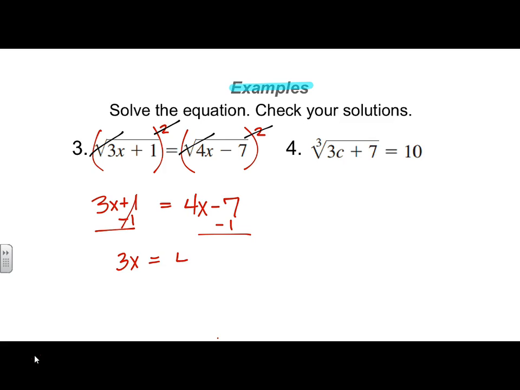3x is equal to 4x. What's negative 7 minus 1? Negative 8. So then you subtract 4x, so then you have negative 1x equals negative 8, and then you divide by the negative, x equals 8.